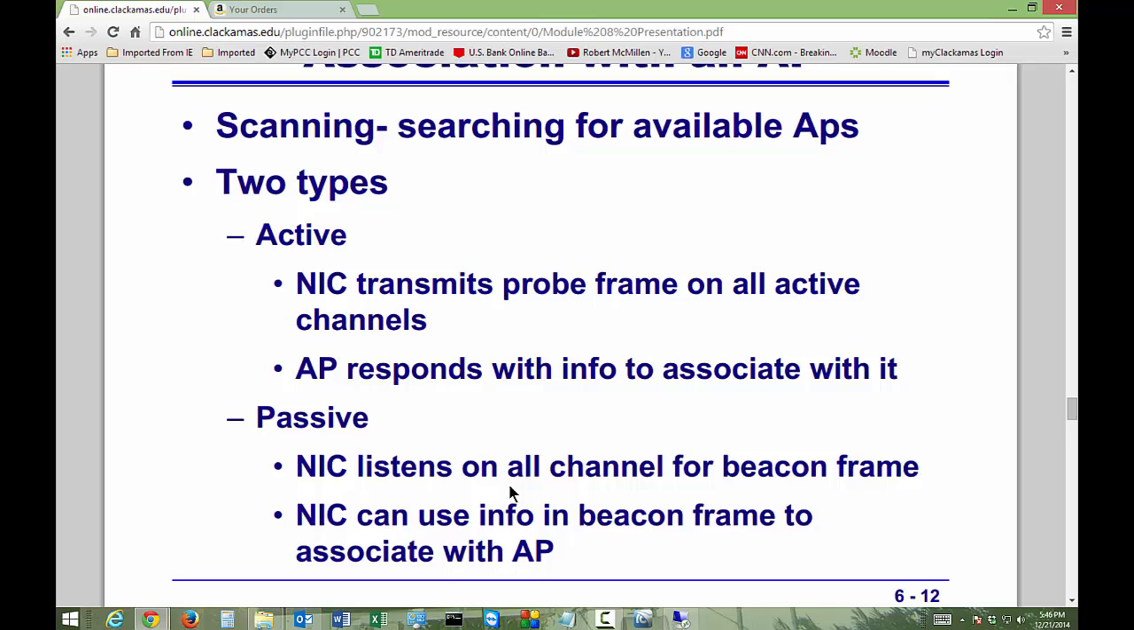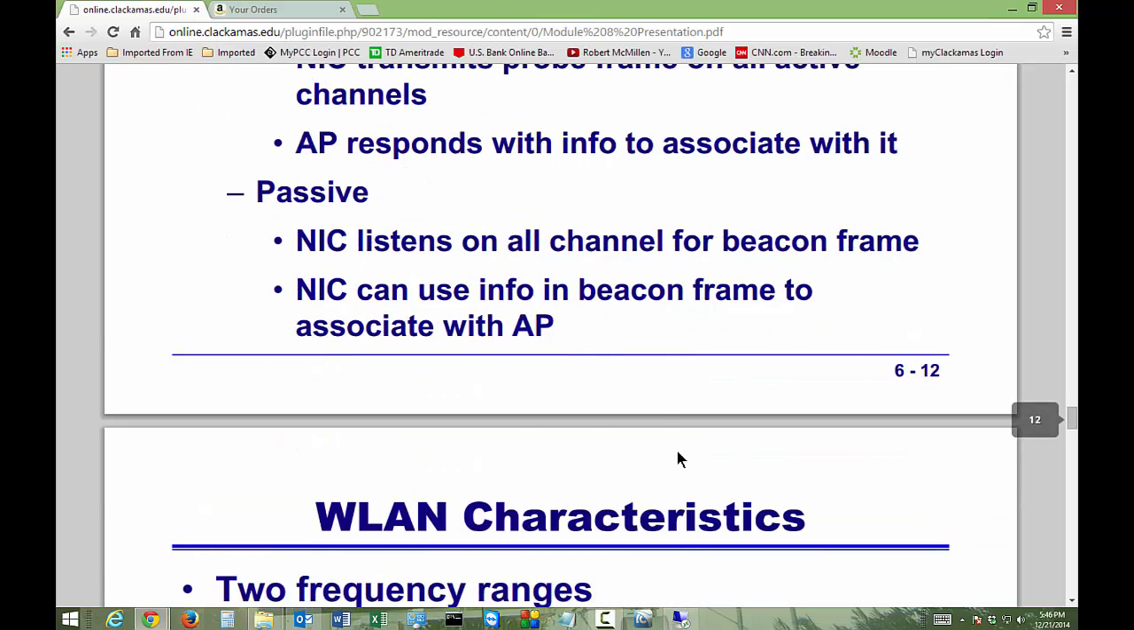A passive one also listens, the NIC also listens on all channels, but for a beacon frame. And then the NIC can use info in the beacon frame to associate with an access point. Of course, the active is going to be better than the passive one, but the active one is going to be more expensive as well.